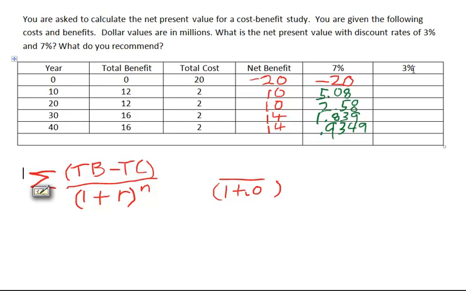Okay, now we're doing the same thing for 3%. This is going to be 0.03. It's going to be negative 20. So we're going to take that net benefit divided by 1 plus 0.03. First one, we're going to take it to the 0 power. Anything to the 0 power is 1. So negative 20 divided by 1 is negative 20 again. Amazing.